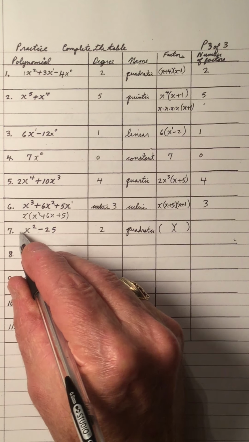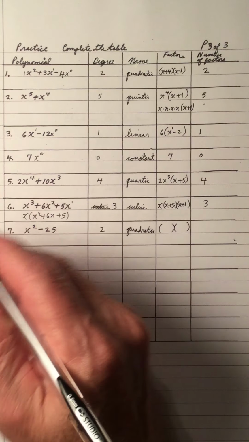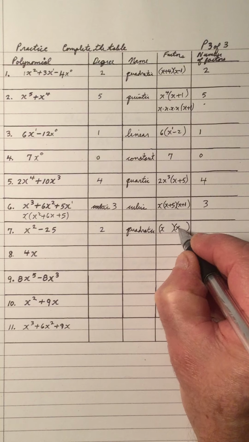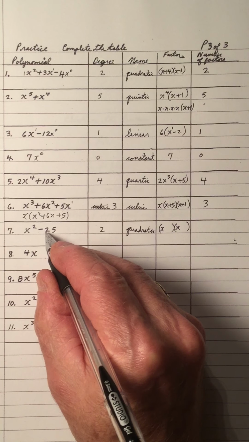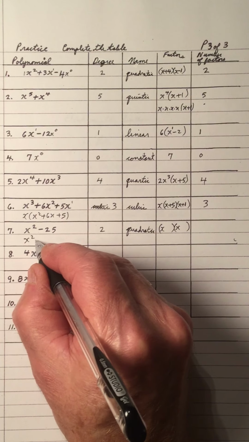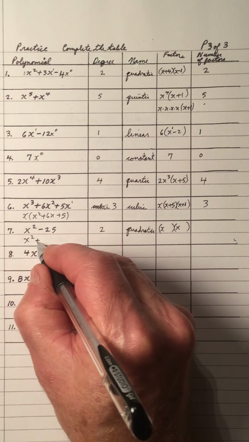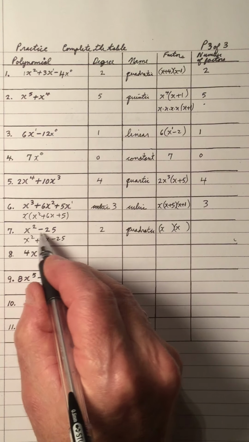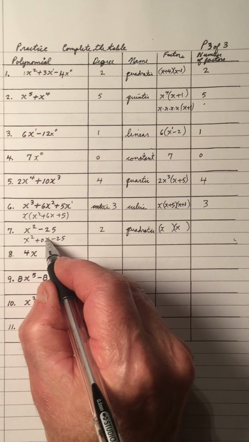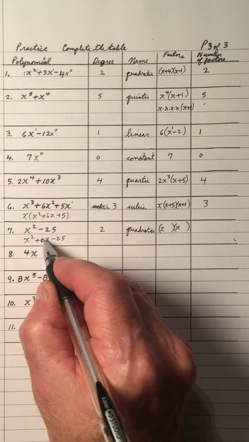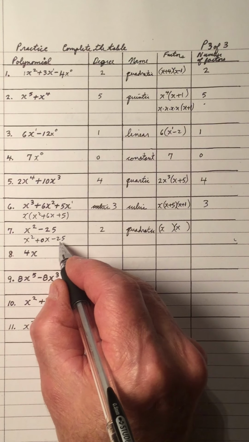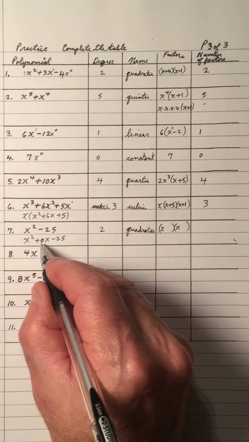And notice the A in front is 1, so this should be easy to factor. X squared comes from X times X. Just to mention, notice there's no middle term. Notice there's no X in here. Since there's no X, that means the middle coefficient is 0, 0 times X is 0. That means the product is negative 25 and the sum is 0.